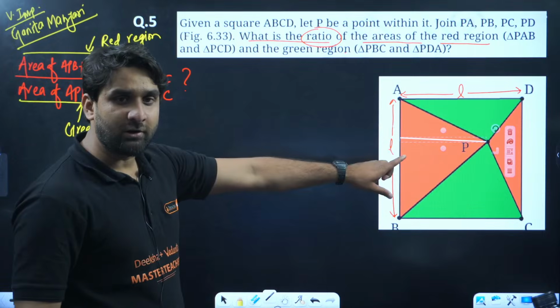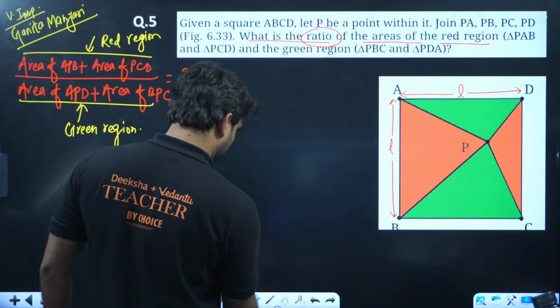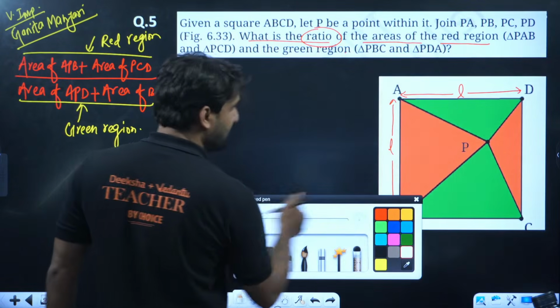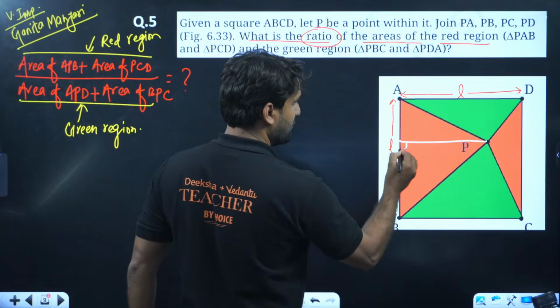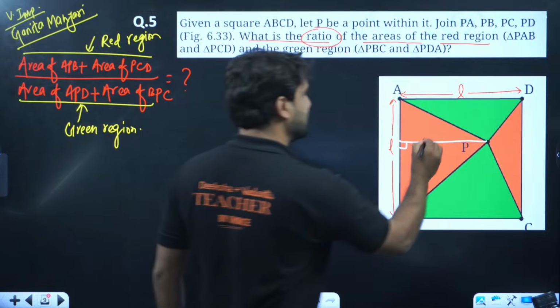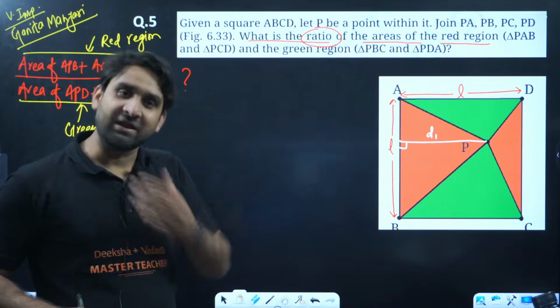Draw a perpendicular from P to AB. Let's draw a perpendicular from P on AB. This perpendicular, let's call this D1. Right?